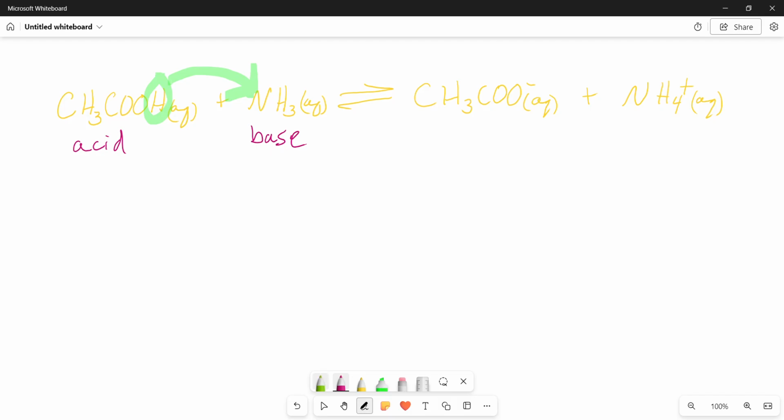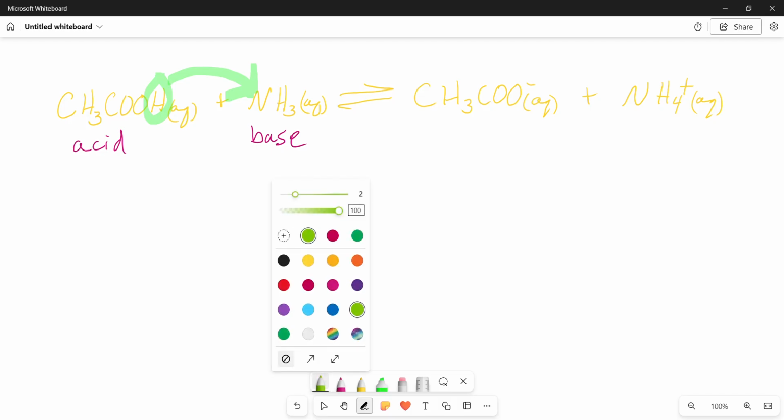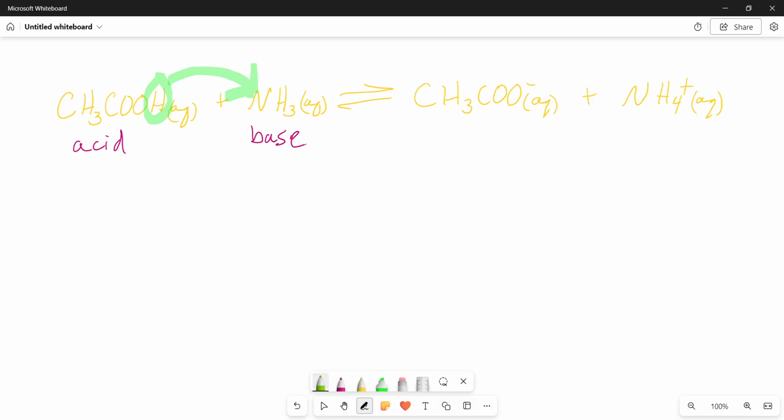Now, if we look at the other side and we run this reaction in reverse, which happens all the time in chemistry, the reverse reaction, so going this direction, we can see that the NH4 now has the extra proton, and it will donate one proton back to the acetate. So that means that the NH4 plus is the acid and the CH3COO minus is the base.